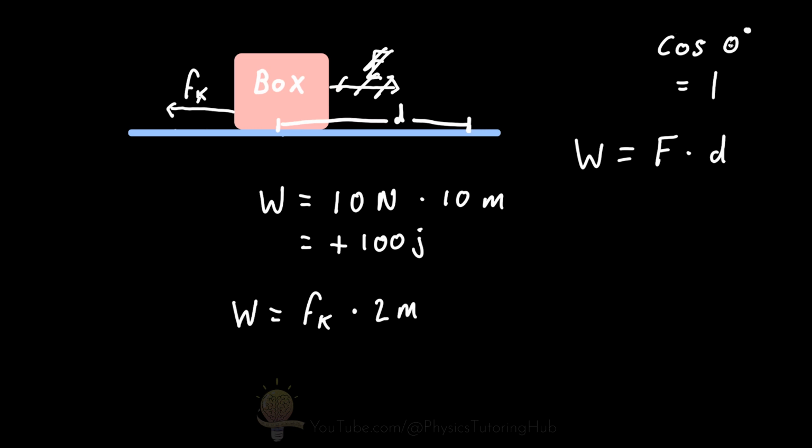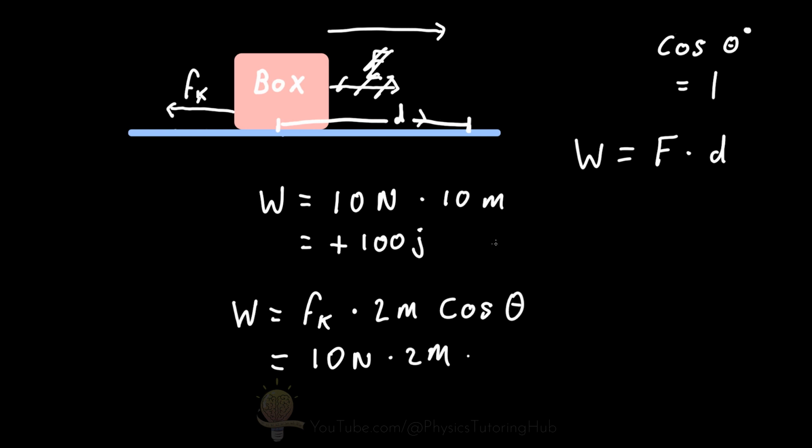We do need to add this cosine term now, because the force of kinetic friction does not point in the same direction as the displacement that the box is moving in. So the box is moving in this direction for 2 meters until it comes to a stop. The force of kinetic friction is slowing down the box over time. Let's say this force of kinetic friction is equal to 10 newtons again. The box is moving a distance of 2 meters.